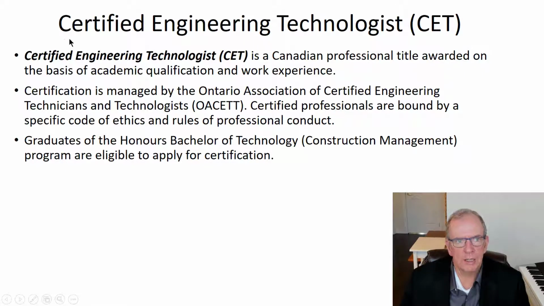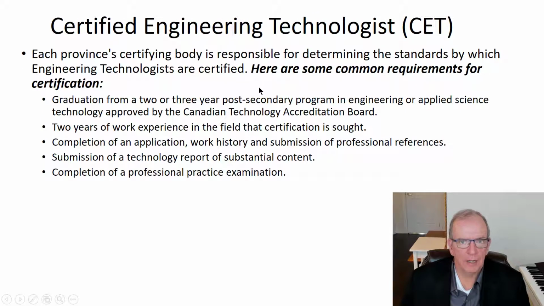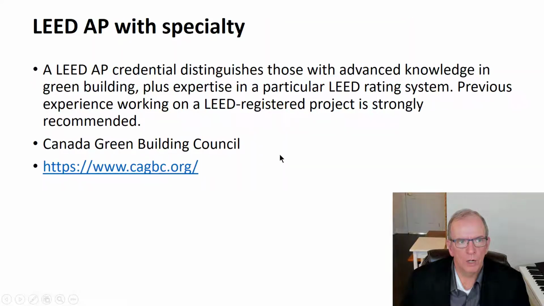Another designation that you might consider is Certified Engineering Technologist. And again, students in your program, the Bachelor of Technology at George Brown College, are eligible to apply for this certification. It's another certification that is awarded to people that are acting as technologists in the field of construction. What exactly does a technologist do? Well, some of the requirements are you have to graduate from at least a 2-year program, have 2 years of work experience, complete an application work history showing that you've worked in the related field, and then there are other requirements such as a report and a practice examination.